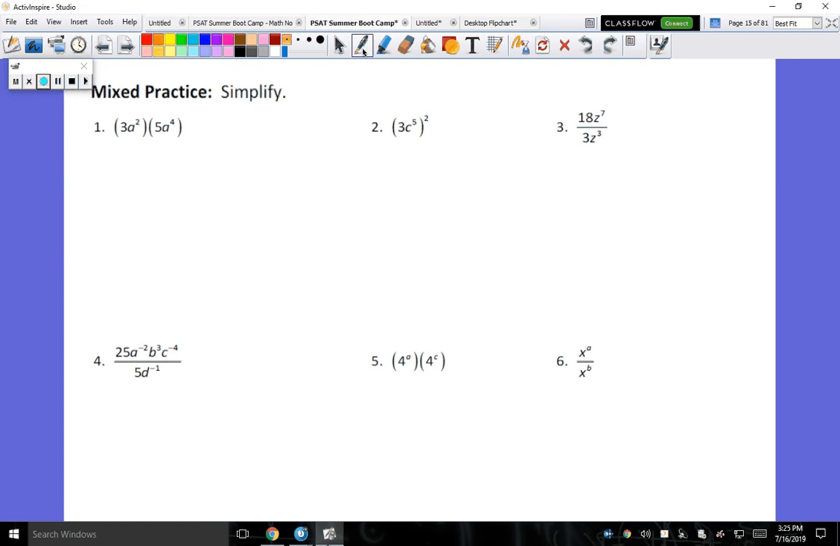Alright, mixed practice, day 2 from lesson 1. We're going to look primarily a lot at exponent rules, okay?